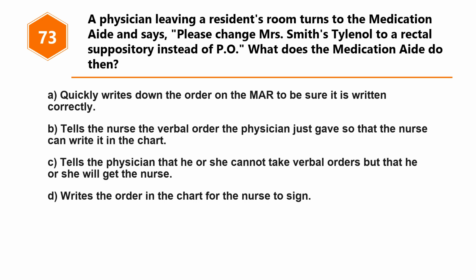Option A, quickly writes down the order on the MAR to be sure it is written correctly. Option B, tells the nurse the verbal order the physician just gave so that the nurse can write it in the chart. Option C, tells the physician that he or she cannot take verbal orders but that he or she will get the nurse. Option D, writes the order in the chart for the nurse to sign.